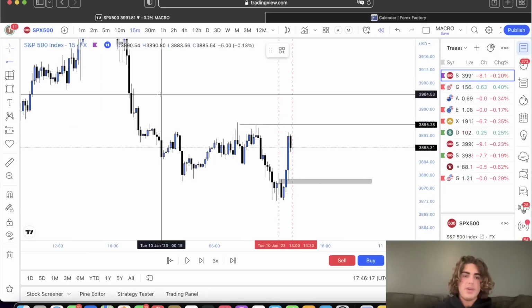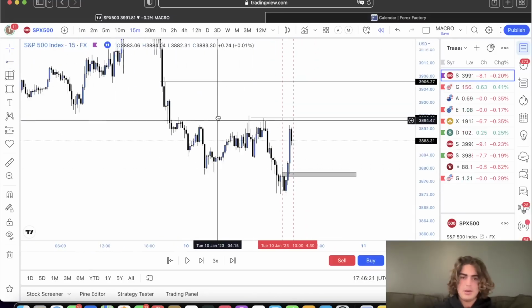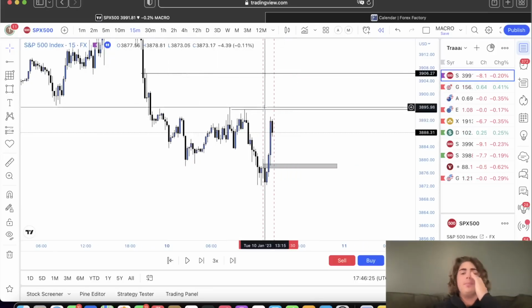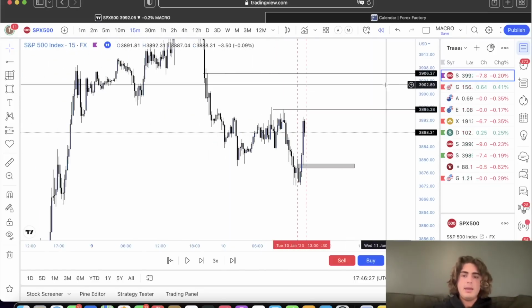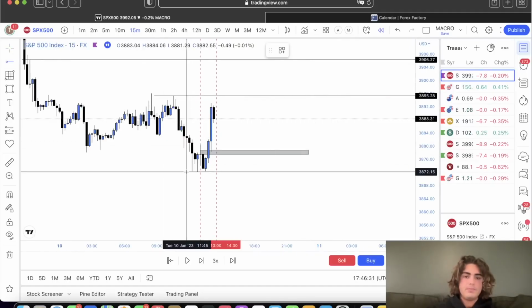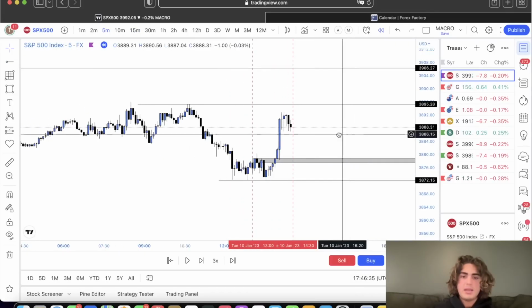What else do we have? We have a high right here. It's kind of steep, but I actually don't really remember what happened on this day. I don't know if that gets swept or not, but we have this high, and then we also have these lows down here. Okay, let's go on the 5-minute, see if we missed anything.